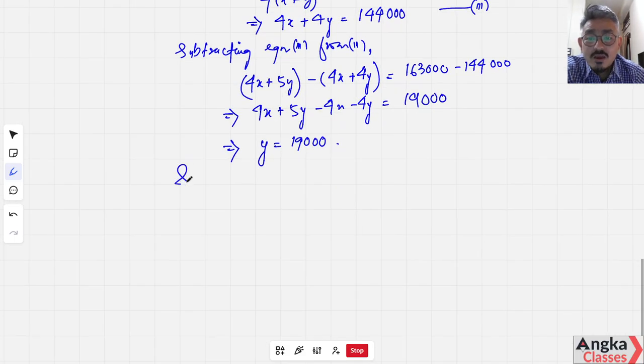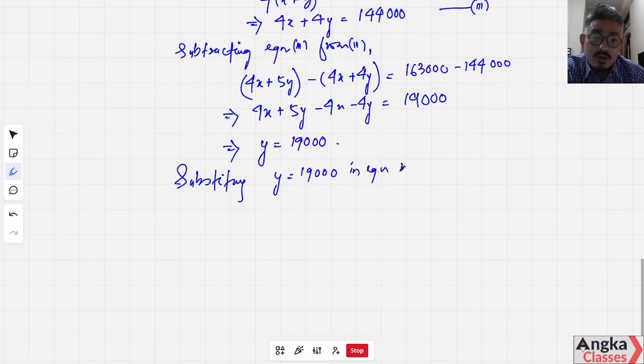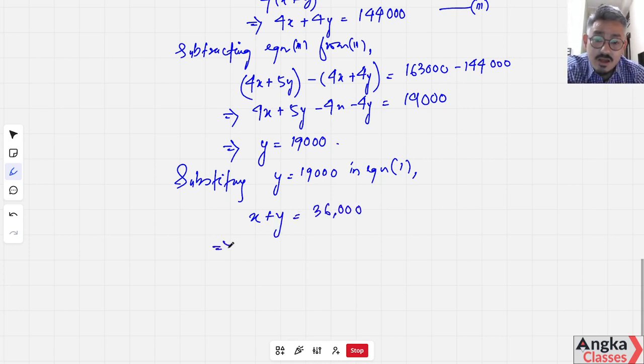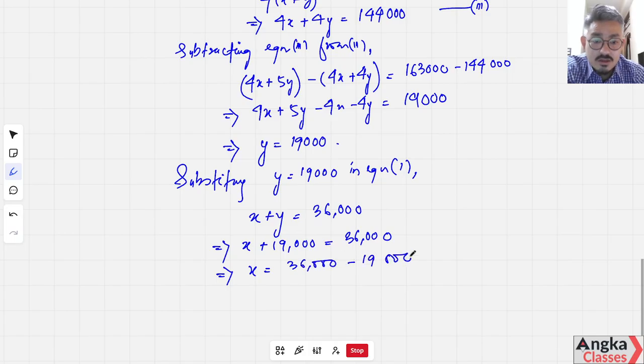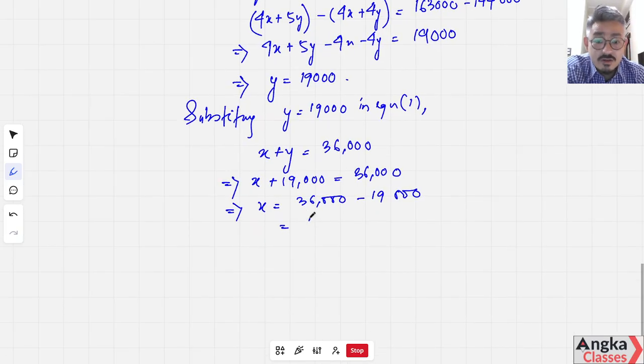Substituting y is equal to 19,000 in equation 1, x plus y is equal to 36,000, so x plus 19,000 is equal to 36,000. This implies that x is equal to 36,000 minus 19,000, which is 17,000.